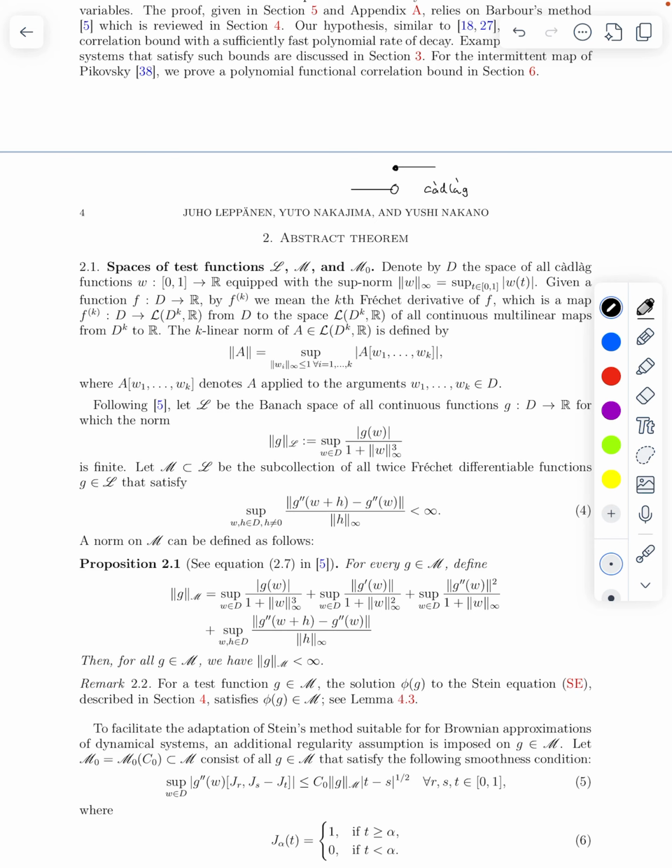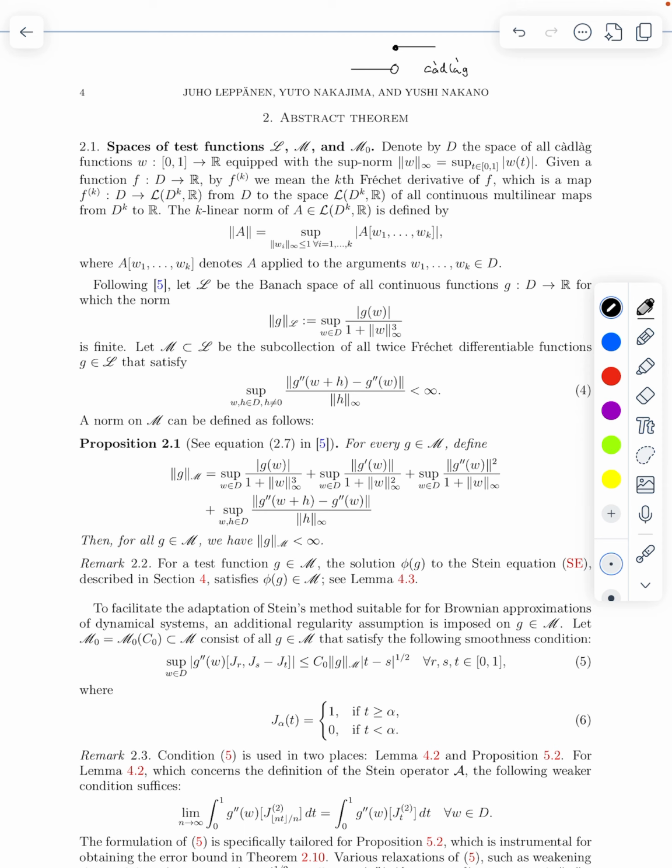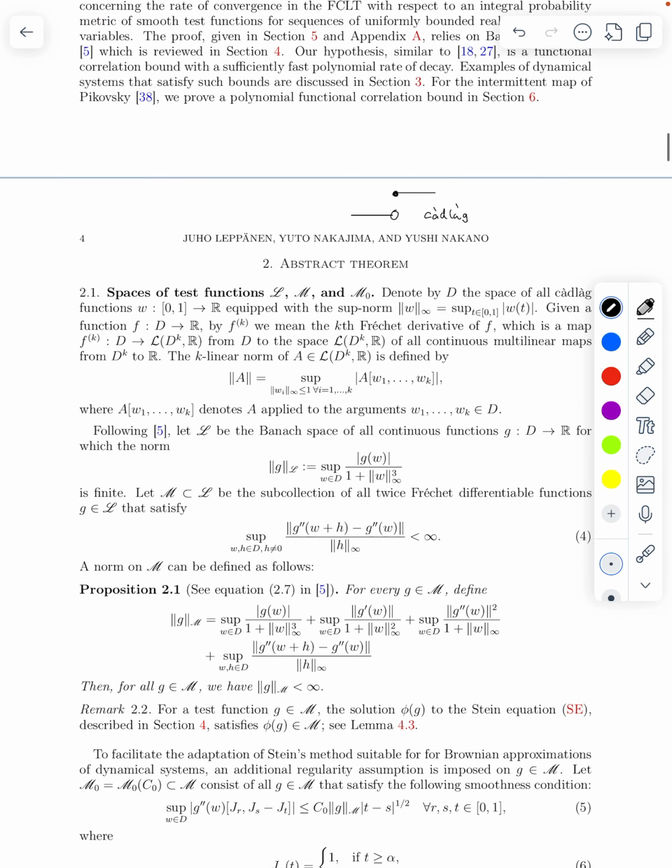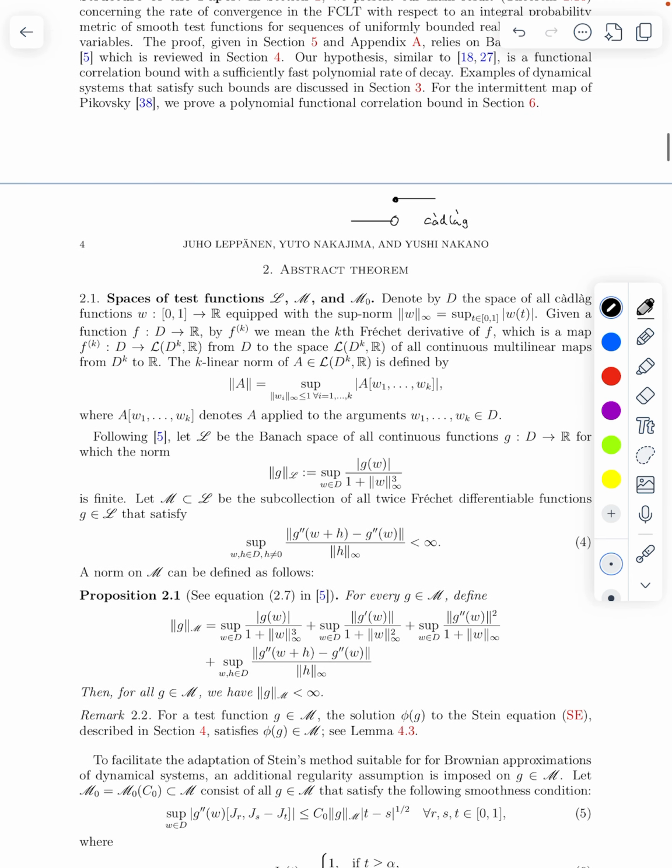And we're going to equip this with the sup norm, a standard thing for continuous functions. I mean, these aren't continuous, but you understand. So given a function, we mean the kth Fréchet derivative. First of all, what is a Fréchet derivative? Let me explain that really quickly.